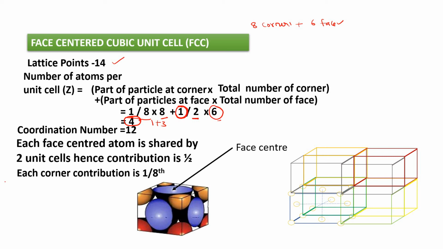Next, what about the coordination number here? Now you see here, each face center atom is shared by 2 unit cells, so the contribution is half. Each corner contribution is 1 by 8. From corners, how much contribution are we getting? 1 by 8. From faces, how much contribution are you getting? Half you are going to get here.